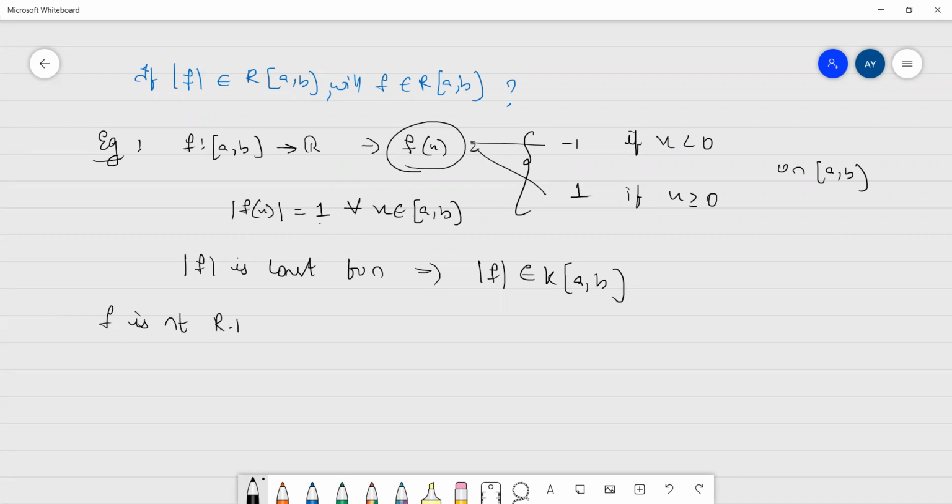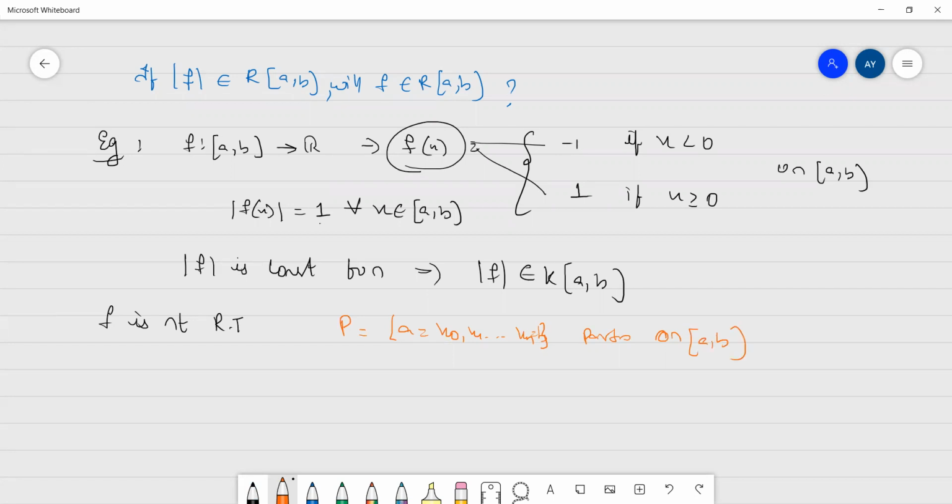It is not Riemann integral. Why? There are a few reasons. One is a partition, and we have to prove this by using some properties. I just want to take a partition, that is a = x0, x1, and so on up to xn = b, a partition on the closed interval [a, b].